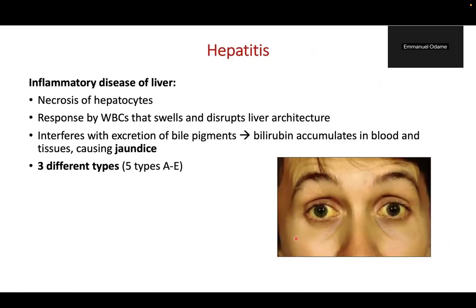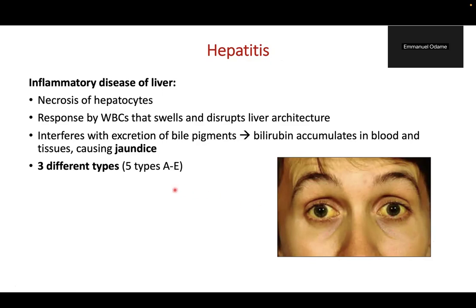Next on our list is hepatitis, which is an inflammatory disease of the liver. You experience necrosis of hepatocytes in your liver, and then you get a response by your white blood cells that swells and disrupts your liver architecture. This interferes with the excretion of your bile pigment, leading to bilirubin accumulation in your blood and tissues, which causes jaundice. Basically, you see the yellowness of your eyes, and that gives you an idea that you have jaundice.